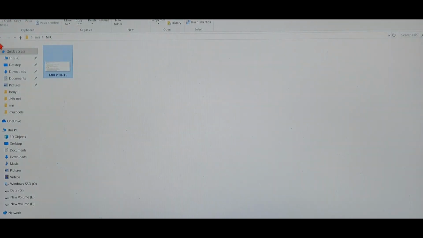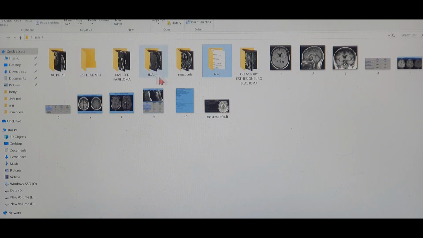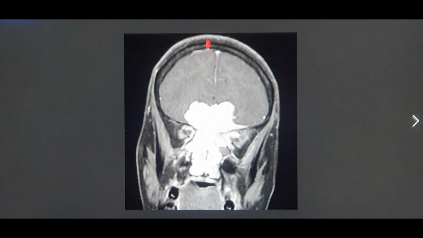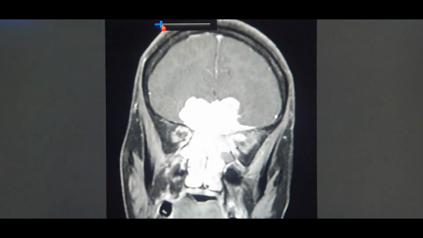So we have a few more cases. This is a case of olfactory neuroblastoma. As you can see over here, this is a case of olfactory neuroblastoma.